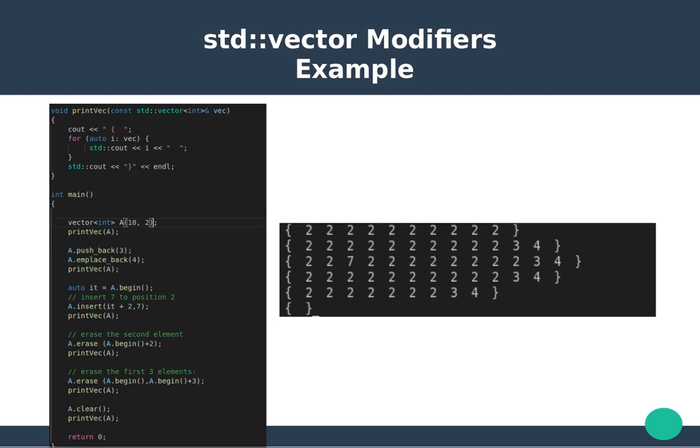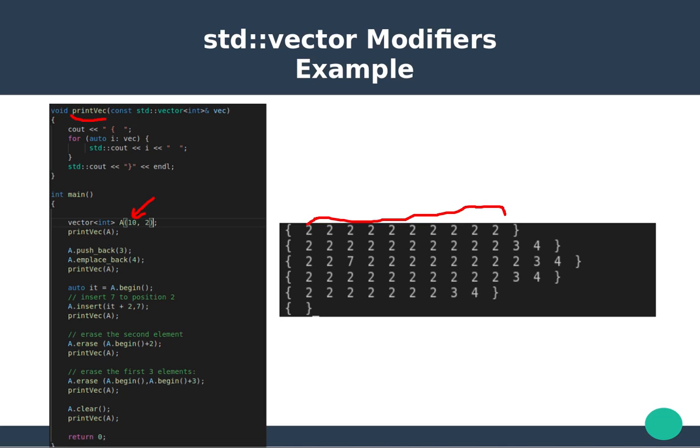First of all, I define this function which takes a vector as a reference and prints all the elements inside the vector. In the main function, I defined a vector. This is another way to initialize a vector. So here I say reserve a vector of 10 elements and assign 2 to each element, so that here we have 10 elements and each of them with the value 2.